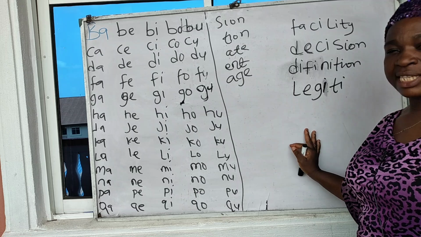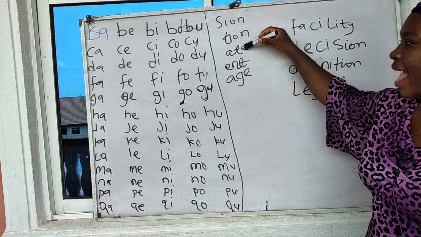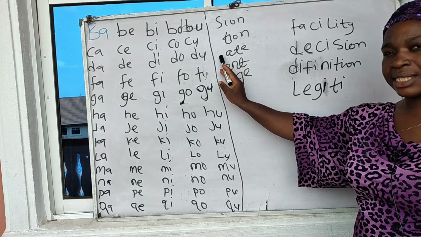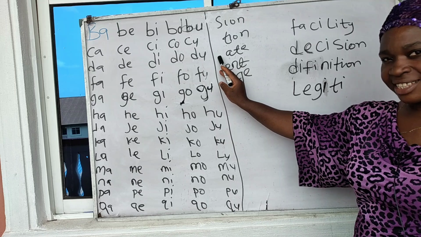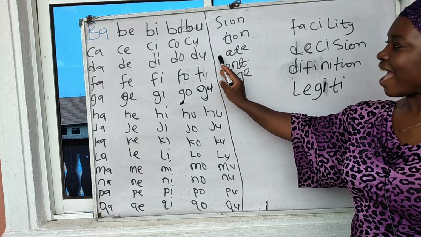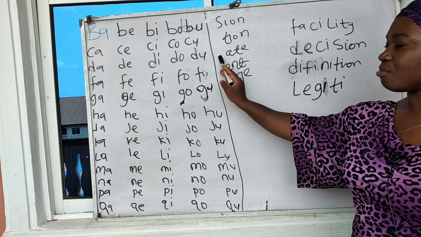So how do we get "mate"? I'm gonna go here. This is A-T. From here, if I choose to add B, it's gonna be "bait". I add C, it becomes "Kate". I add D, "date". I add F, "fate". I add G, "gate". I add H, it becomes "hate". I add L, it becomes "late".